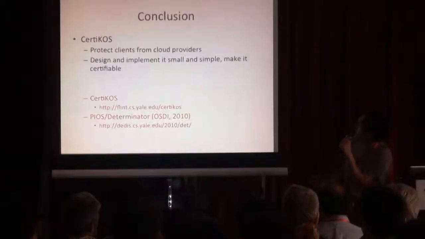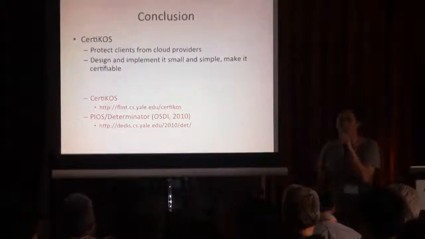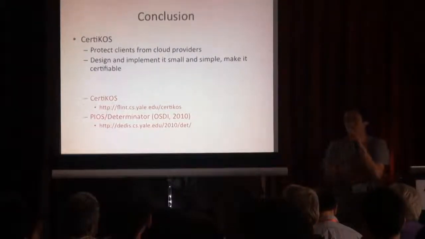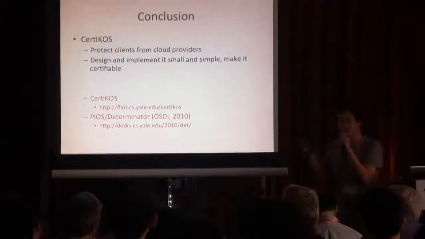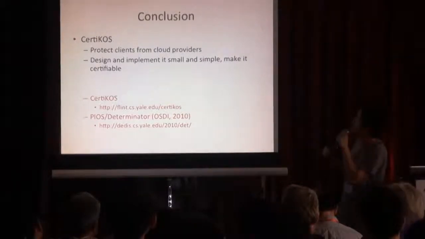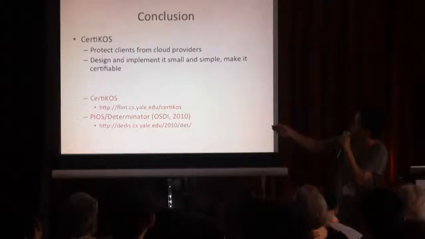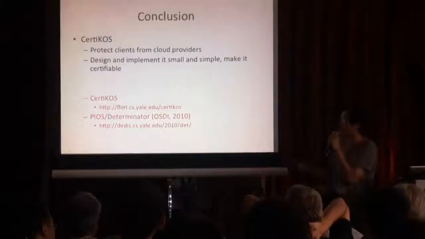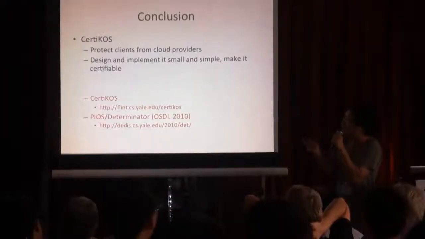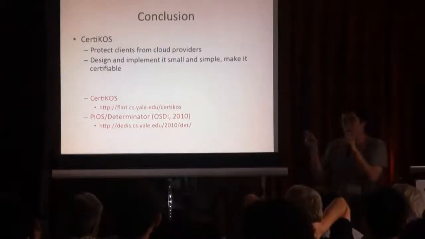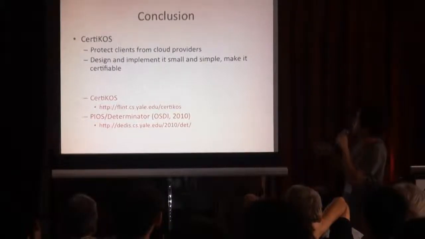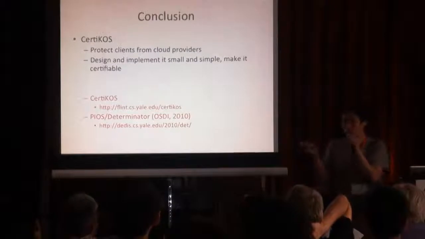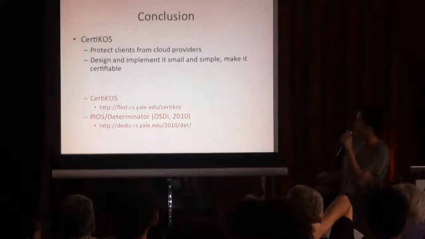So at last, I have two points to conclude our project. First is that by separating the resource management facility into the untrusted application layer, our CertiKOS can protect clients from the malicious providers. And the second, we are trying to design and implement the kernel of CertiKOS as small and as simple as possible. And we are trying to make it certifiable, and we are now carrying on this part.